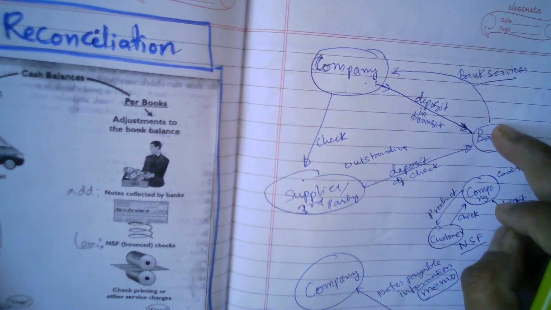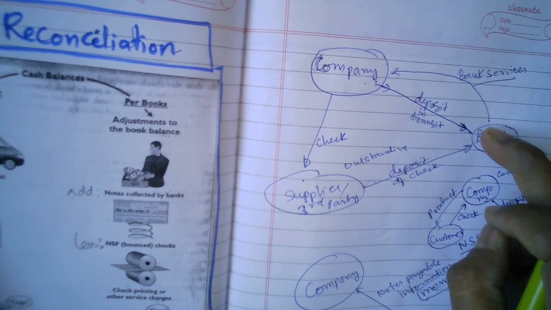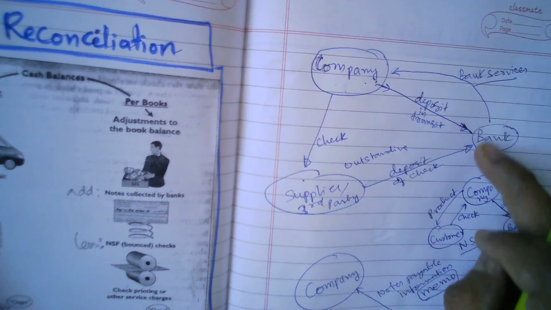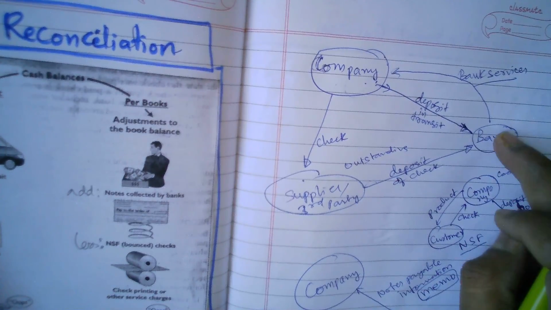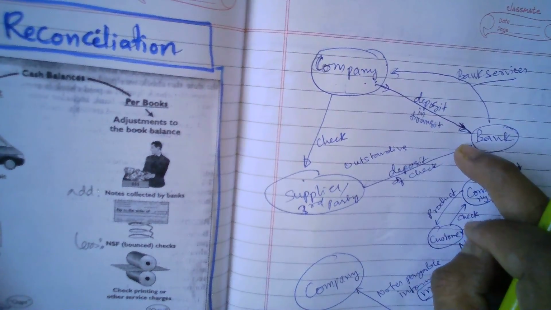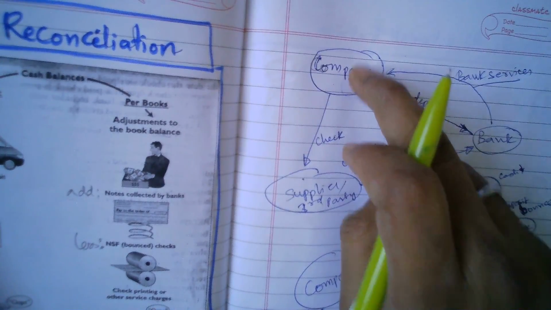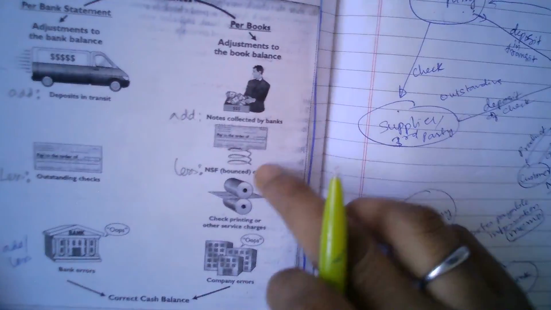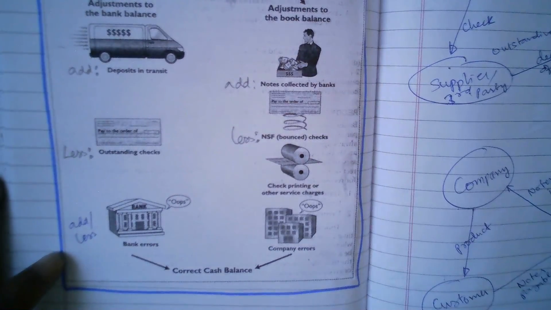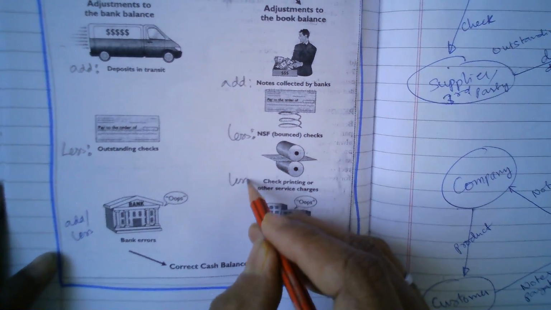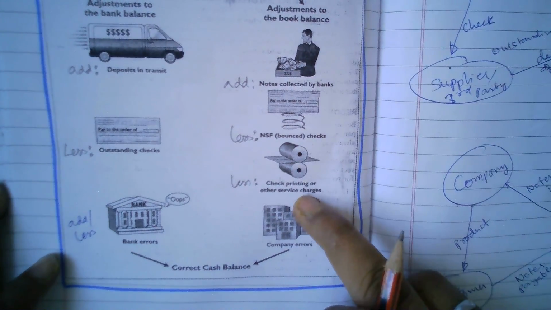So the bank, what will it do? It will not send any bill to the company. The bank will simply deduct the amount from the balance of this company, but it will send a memo. According to that, the company has to reduce the cash account. So here the printing charges or whatever has to be reduced on the company's side.